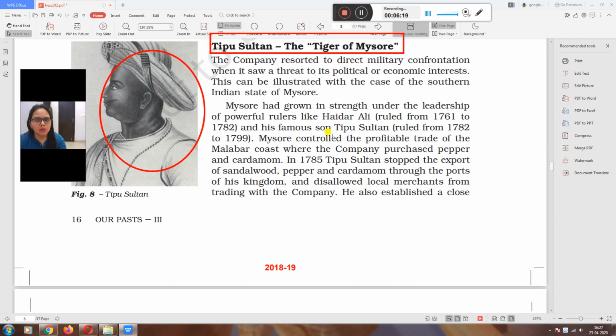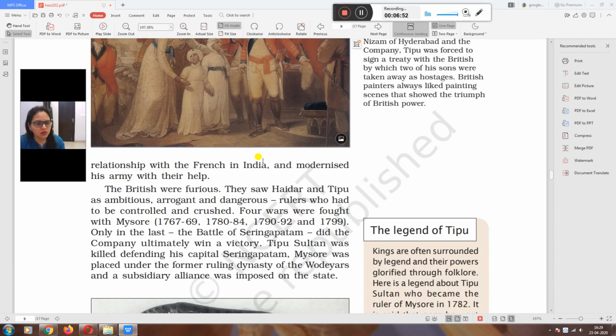Mysore controlled the profitable trade. The British East India Company did business on that Malabar coast, which is on the side of Kerala, so Tipu Sultan stopped their business and stopped the export of sandalwood, pepper and cardamom, meaning spices, and disallowed local traders from doing any type of business with the British East India Company.